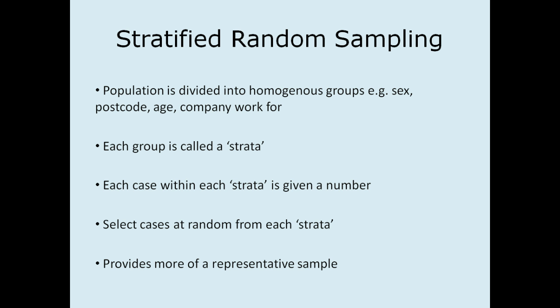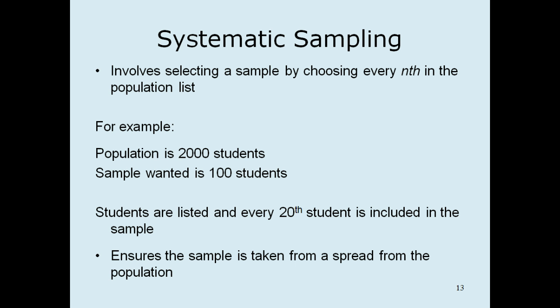Systematic sampling. Now, this involves selecting a sample by choosing every nth in the population list. So what I mean by this is that imagine you have a population. Again, let's use Pearson College as an example. Say there's 2,000 students this time at Pearson College. So that's the population. That's all the students we have at the college. And then we want a sample of around about 100 because that's what we think we can realistically achieve in terms of a survey. So all we do is we give everyone in the population a number.